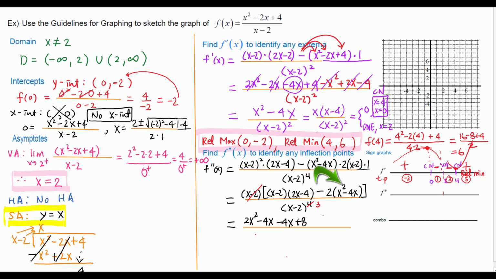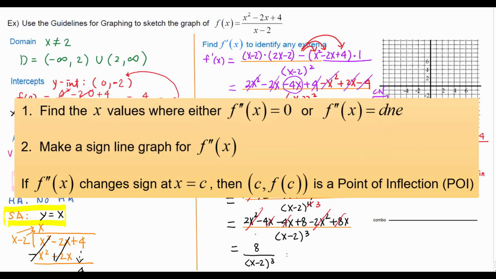Distribute the negative 2. I get negative 2x squared. Negative 2 times negative 4x makes it positive 8x over quantity x minus 2 to the third power. So then 2x squared minus 2x squared gone. Negative 4x minus 4x is negative 8x. Negative 8x plus 8x is 0. So all I have left is positive 8 on the top over quantity x minus 2 to the third power.